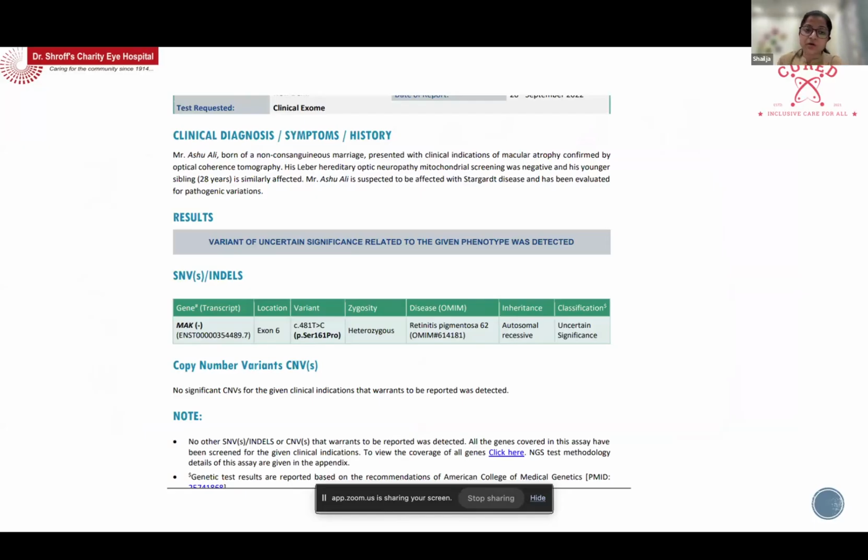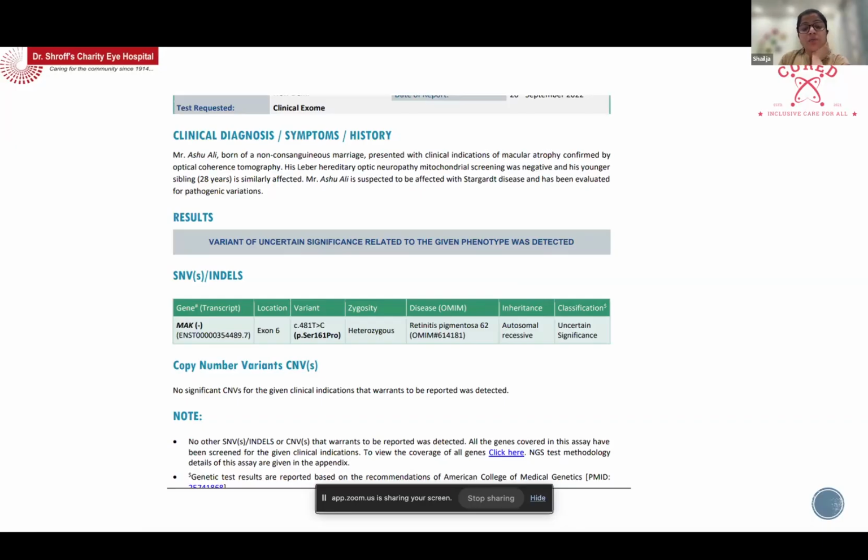Whole exome sequencing was not so cheap, it was expensive. The patient opted for a clinical exome, and even here we did find something related to the retinal dystrophy, but it did not explain the patient's phenotype. And also it is autosomal recessive and heterozygous, so we still don't have an answer for this patient yet.